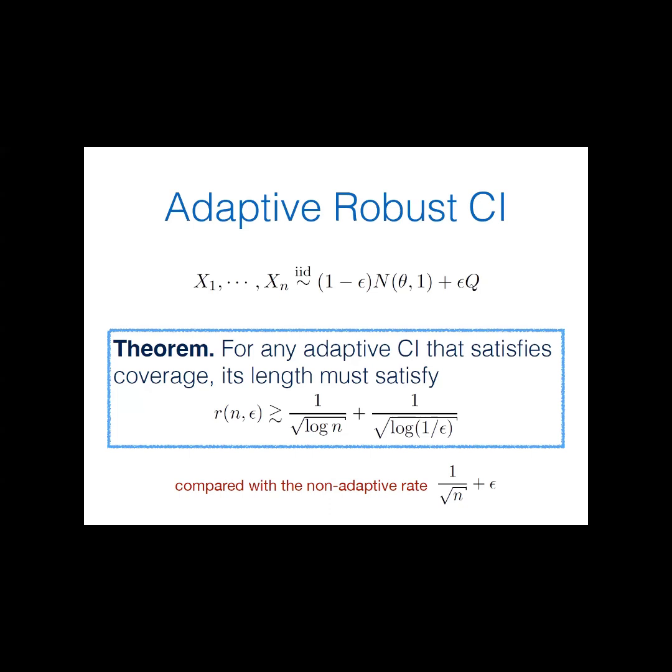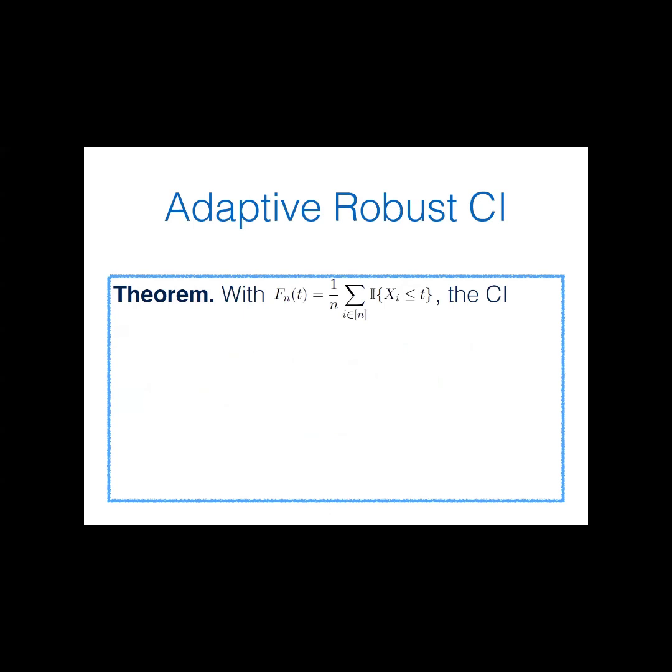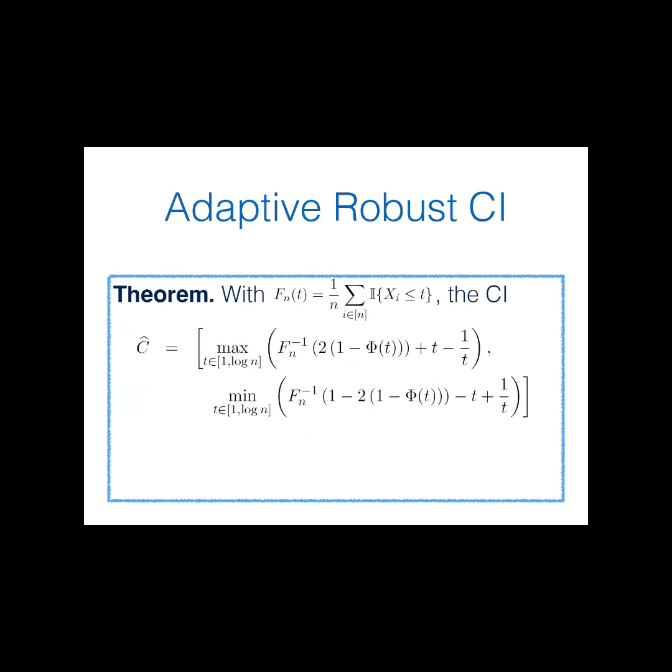In addition to this lower bound result, we also have an explicit construction of the confidence interval that is based on the empirical CDF. The inverse of the empirical CDF is called the empirical quantile function, which is basically all the order statistics at different levels. So this particular construction based on the quantile function, or order statistics at different levels, is going to do the work.